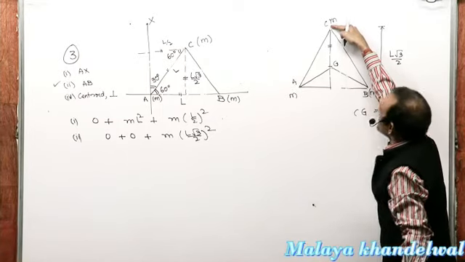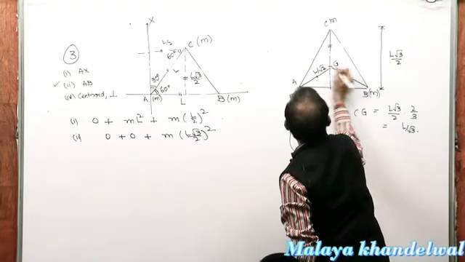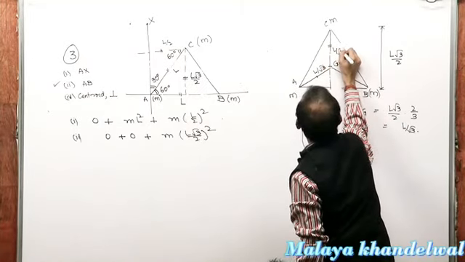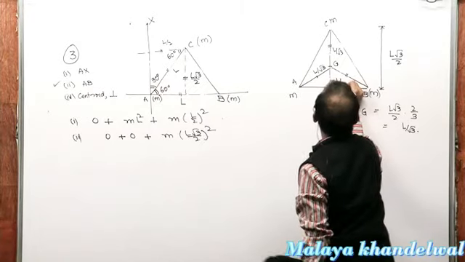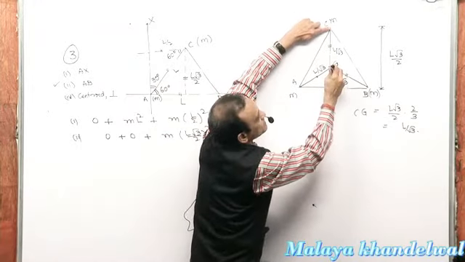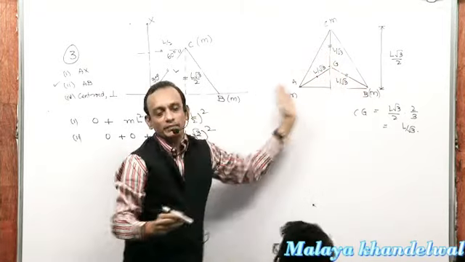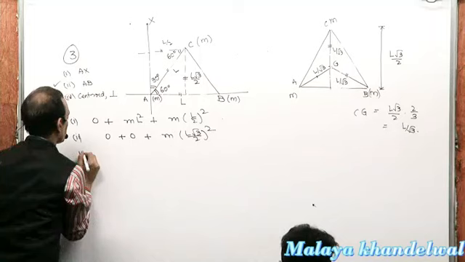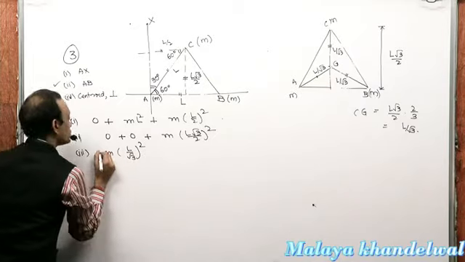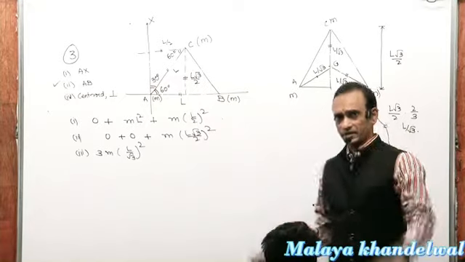That means each of these masses, A, B and C, are at a distance L by root 3 from the centroid. Right? Yes or no? So, about this axis, the moment of inertia contribution of this is going to be m into L by root 3 whole squared, and 3 times that, because each of these would contribute the same. So the third part of the problem is m into L by root 3 whole squared, 3 times this, for each of the masses. Right? Very simple. Stand by.